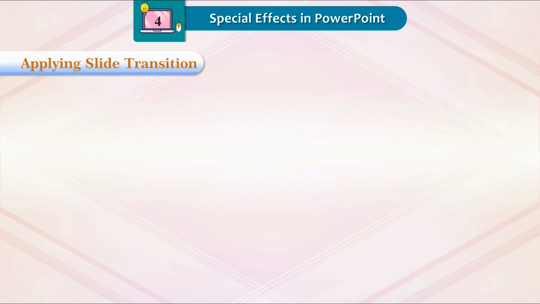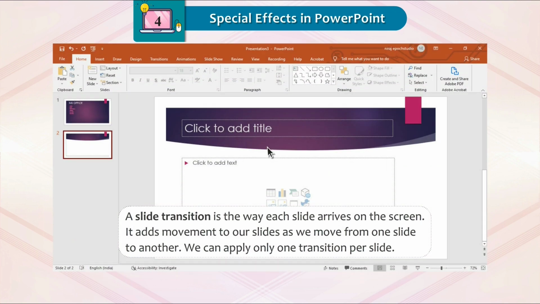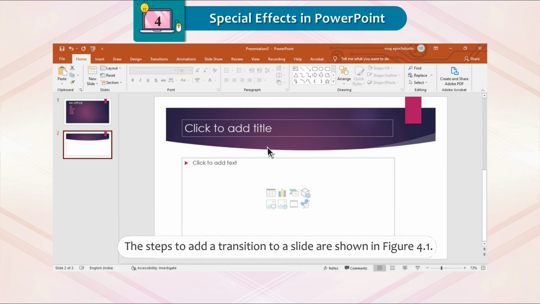Applying slide transition. A slide transition is the way each slide arrives on the screen. It adds movement to our slides as we move from one slide to another. We can apply only one transition per slide. The steps to add a transition to a slide are shown in figure 4.1.